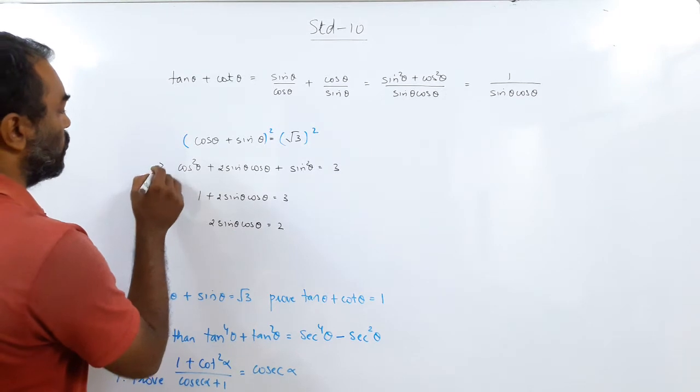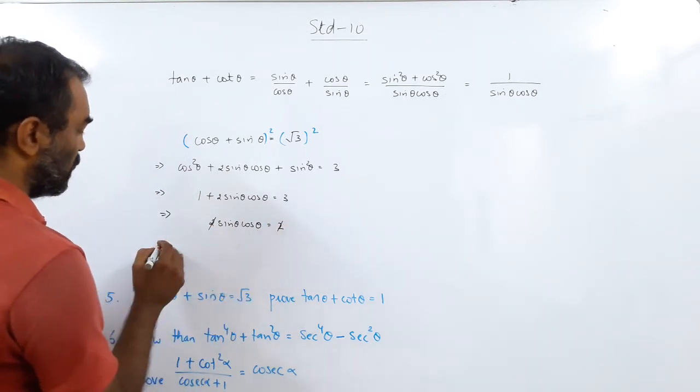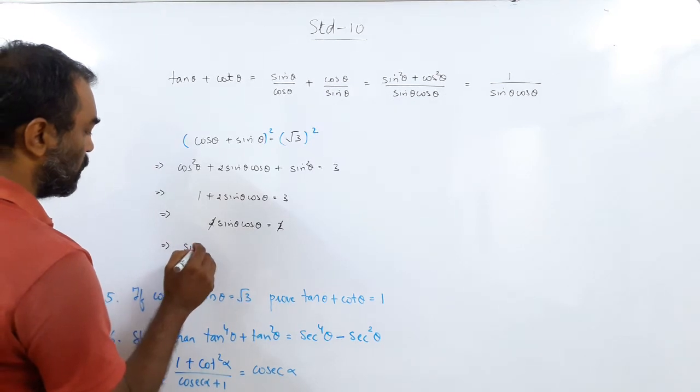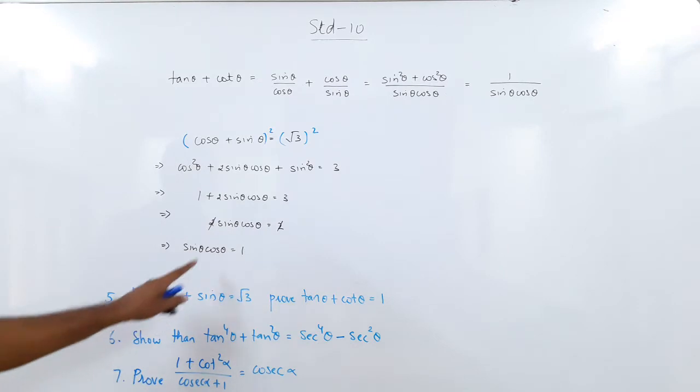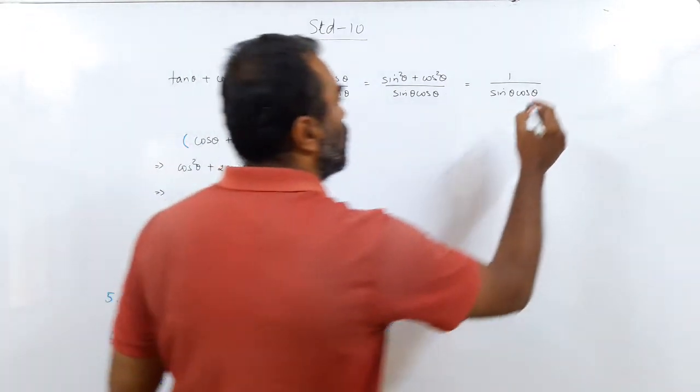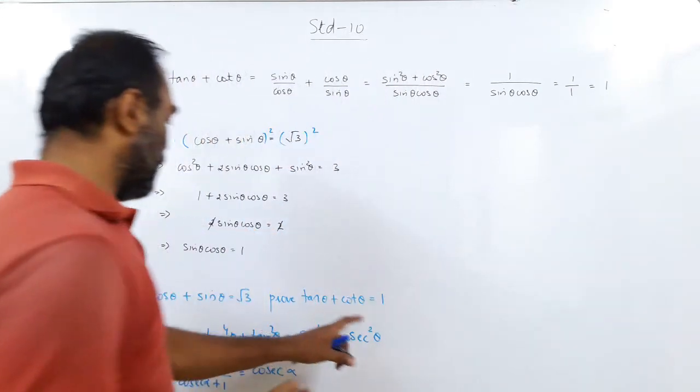So I'll write here, implies this. 2 gets cut on both sides, which implies sin theta cos theta equal to 1. Replacing this value here, we get 1 upon 1 equal to 1. Hence proof.